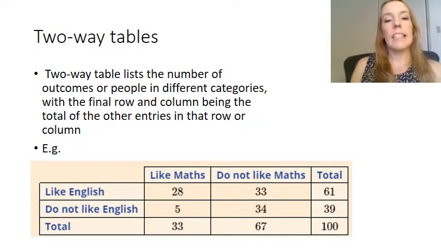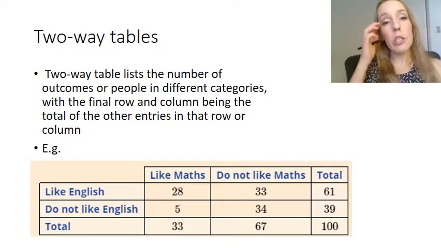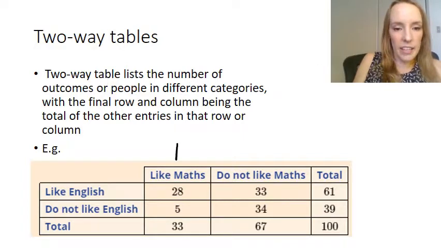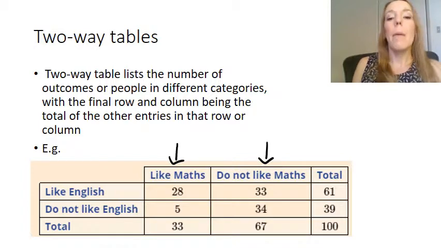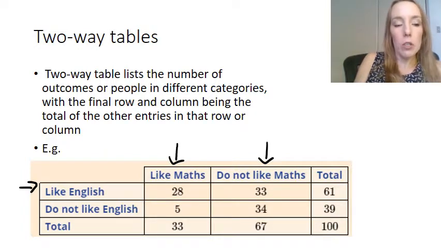Okay, so two-way tables. Two-way tables list the number of outcomes or people in different categories, with the final row and column being the total of the other entries in that row or column. So what? Okay, I'll show you below. For instance, if we surveyed students in Year 8 on whether they liked maths or whether they liked English. So we have a few outcomes. If they liked maths, they'll go in this column. If they do not like maths, they'll go in this column. But it's not just about maths, it's also about English. So if they like English, they'll go in this row. And if they do not like English, they'll go in this row.